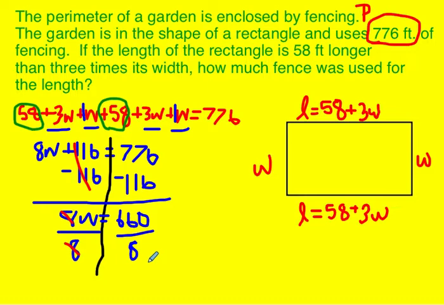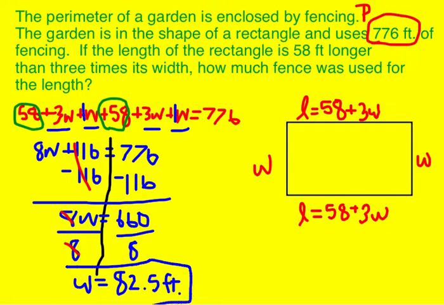So your width here is not a whole number value. We get a width of 82.5. And if we go back up into the wording of our problem and look for a label, we see this should be labeled in feet. So 82.5 feet. So this is your width. The problem asked us how much fence was used for the length though. So I need to work on solving for length.